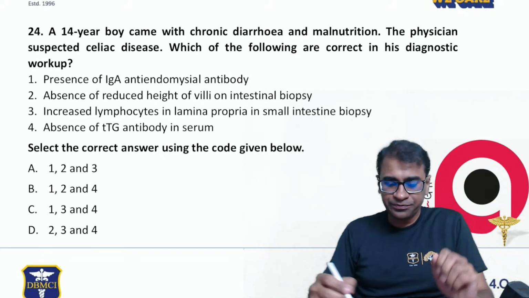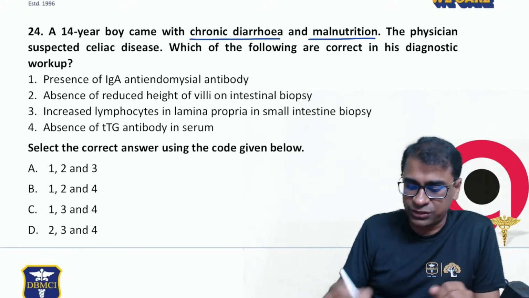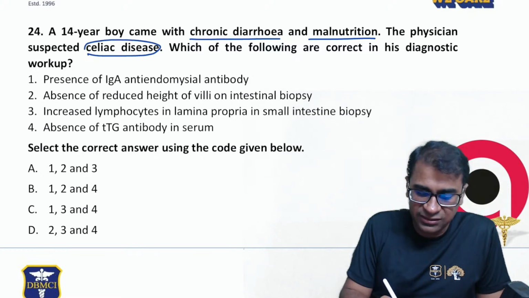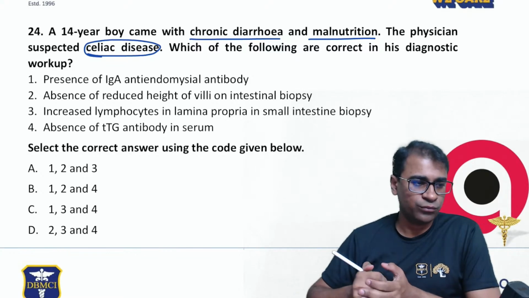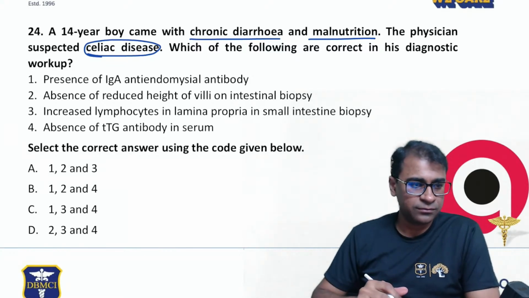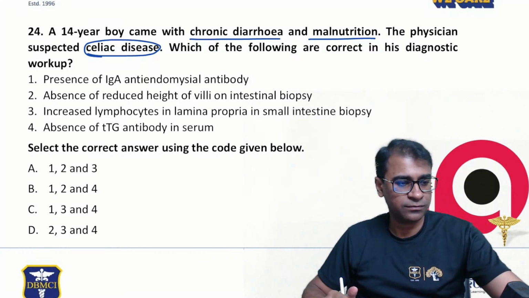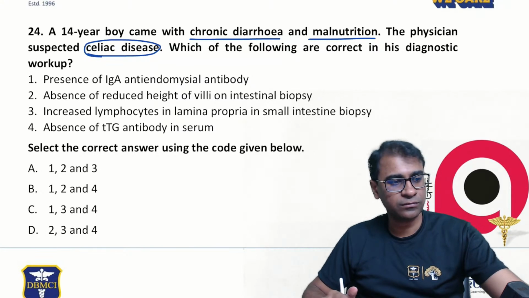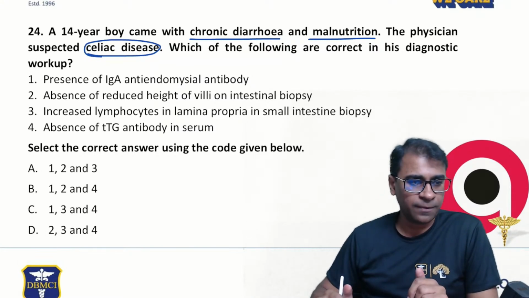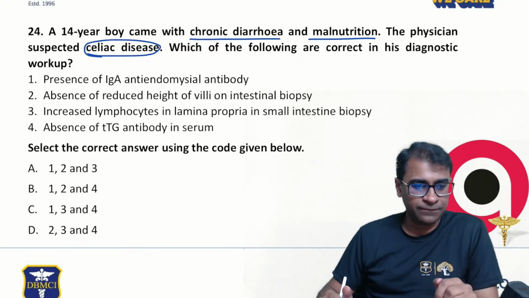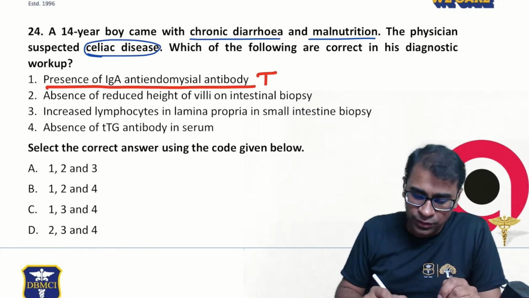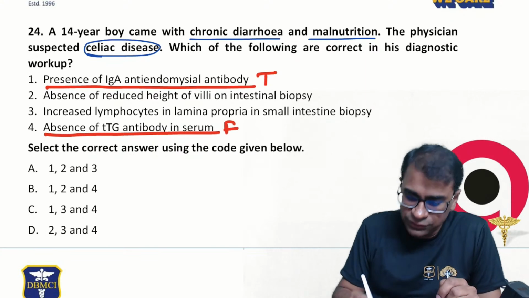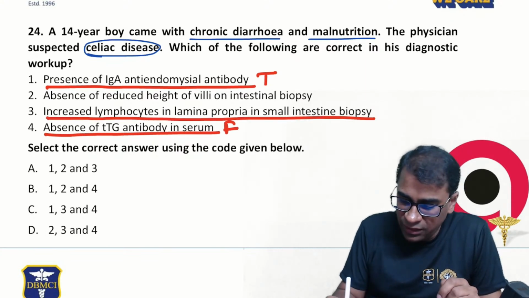A 14-year-old boy came with chronic diarrhea and malnutrition. The physician suspected celiac disease. The following is correct in his diagnostic workup. Tell me, what is your answer here? Look, presence of IgA endomysial antibody, yes, that's true. Absence of TTG antibody, that's false.